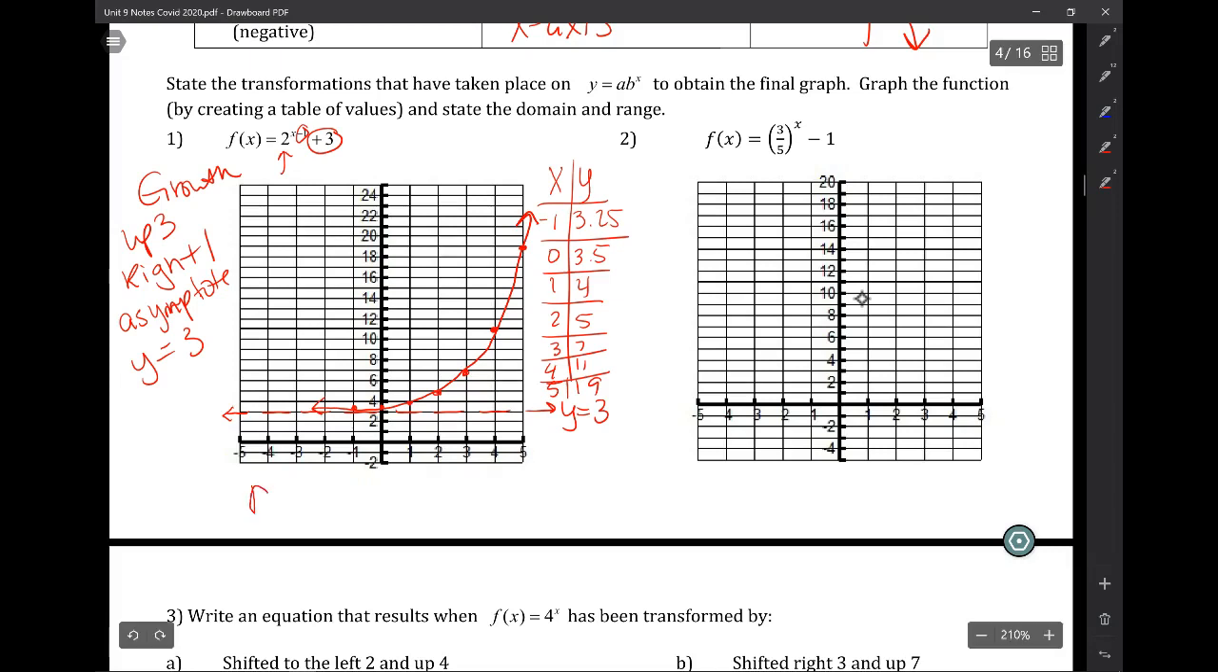State the domain. Domain's easy. That's all reals. And range is actually pretty easy too, because we already said the asymptote is at 3, so it's parenthesis 3 to infinity.